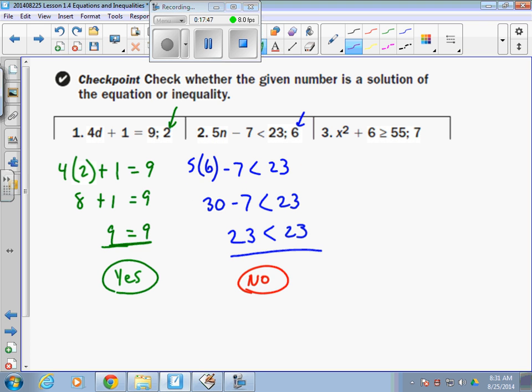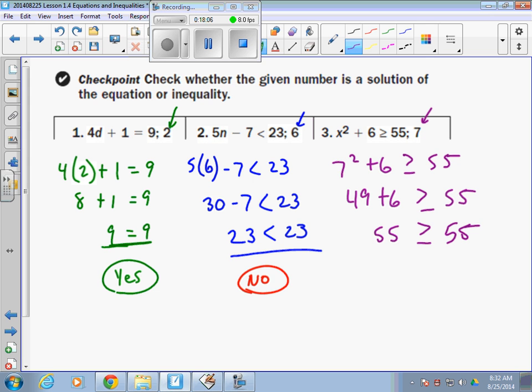So the last one we had to do, x squared plus 6 is greater than or equal to 55 when x's value is 7. 7 squared plus 6 greater than or equal to 55. 7 squared is 49 plus 6. Greater than or equal to 55. 49 plus 6 is 55. So here's the same problem as 2. You did all of the work the right way. 55 is the correct simplified version. It's not greater than 55, but since it has that or equal to sign at the bottom, it makes it into a true statement. Therefore, it is a solution.